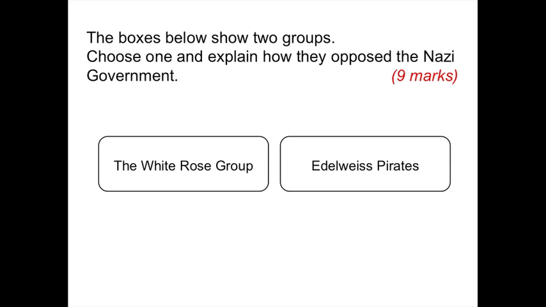We're now going to look at question 2. This was a 9-mark question. You're given 2 options. You must select only one. If you write an answer about both options, the examiner will only mark the first one you have written. The question asks, the box below shows 2 groups. Choose one and explain how they opposed the Nazi government. The White Rose Group or the Edelweiss Pirates.